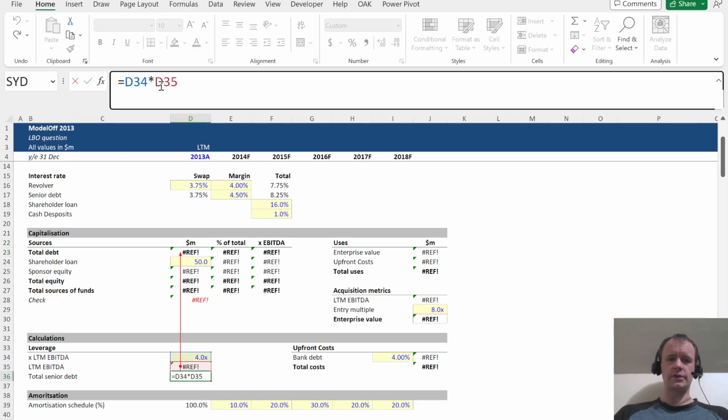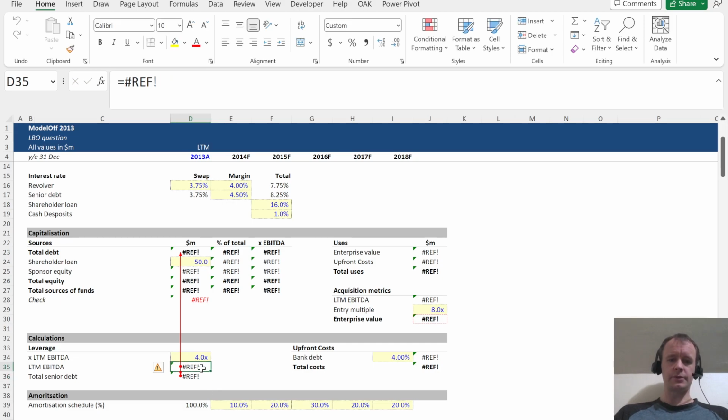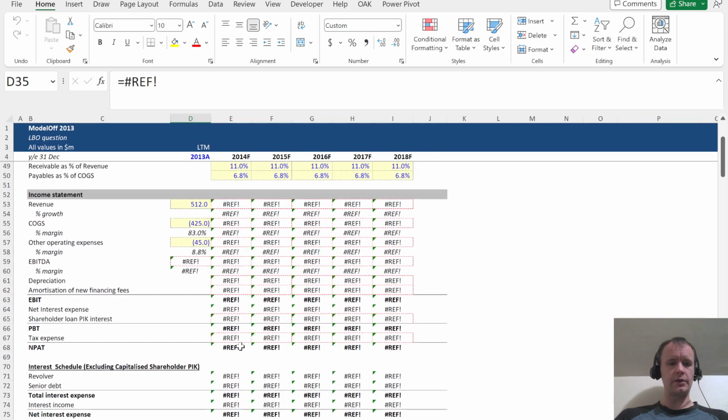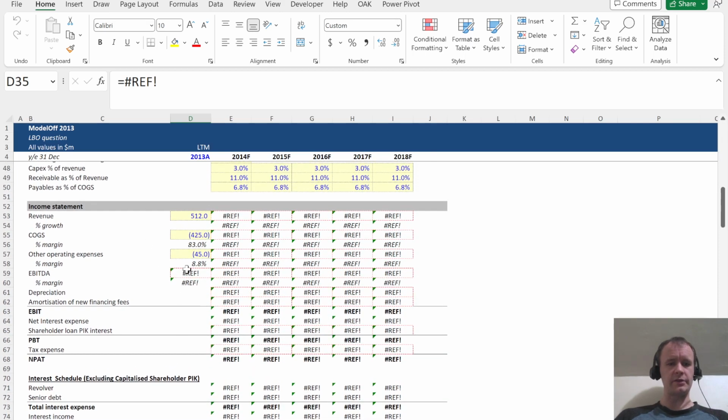This formula doesn't contain an error. It's just multiplying two values together. But this one contains the original error. So here we're missing LTM EBITDA, which we should find from this income statement here, except it's not populated. So we're going to start there by fixing that.